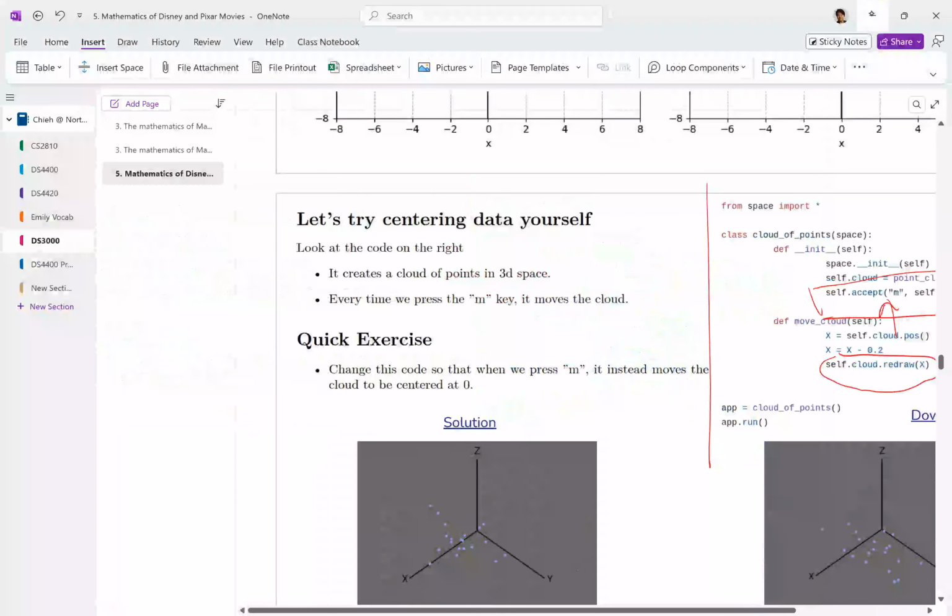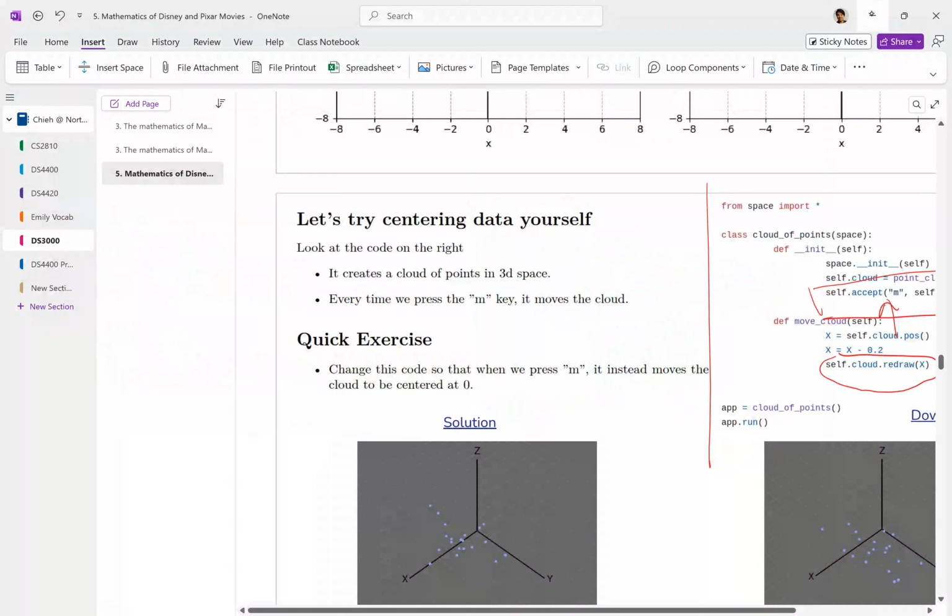Let me see if I can show you the cloud. I believe it is right here. So if you look at the bottom right, notice how the cloud of points is kind of shifting. So that's what happens every time you push the M button. So that's what this code does.